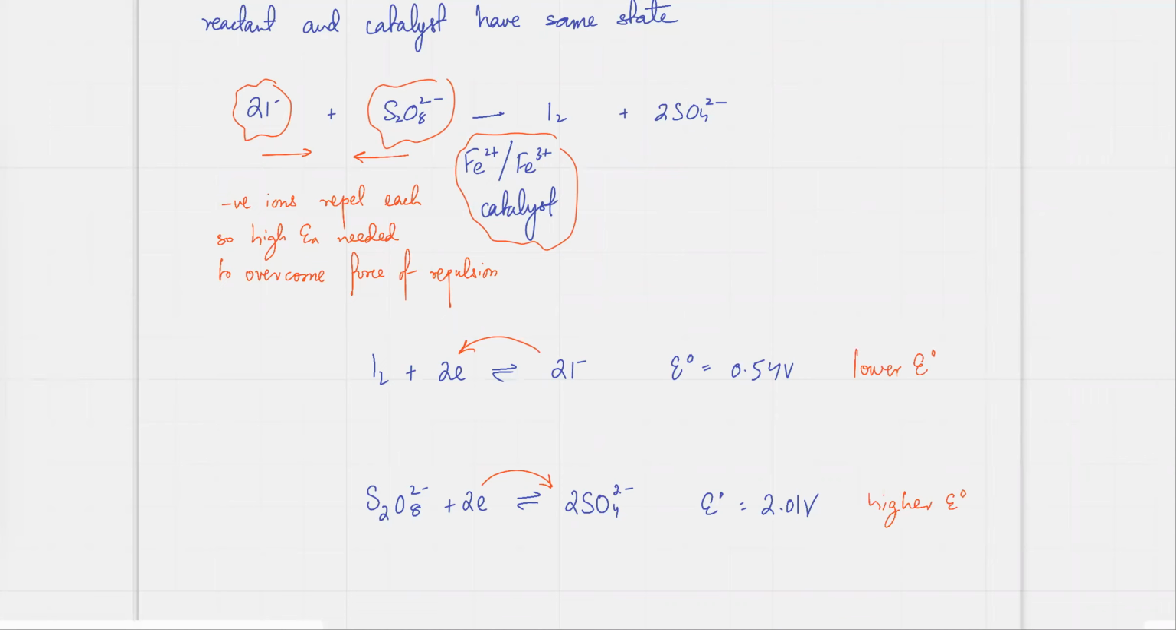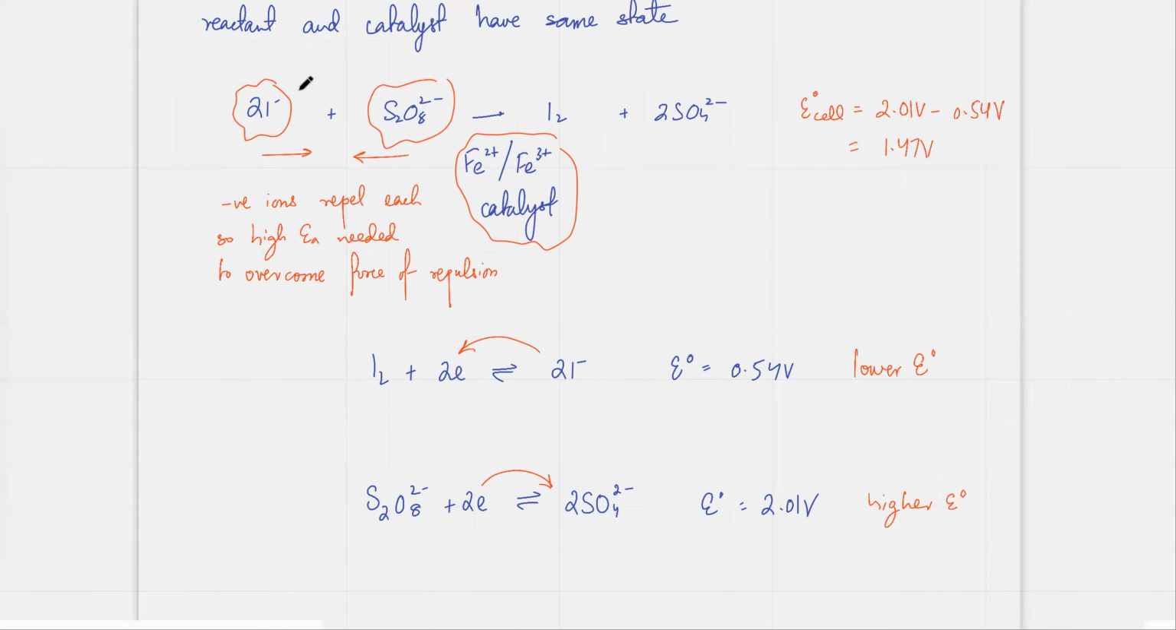But the thing is, the reaction is not going to happen. It's got a good E naught cell. The E naught cell is going to be, if you take the difference, 2.01 volts minus 0.54 volts, which is a really high E naught cell, and that's equal to 1.47 volts. So it's a pretty good E naught value. That means the reaction should happen, but it doesn't happen.